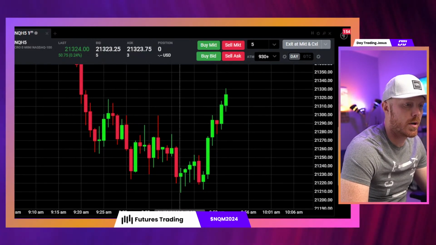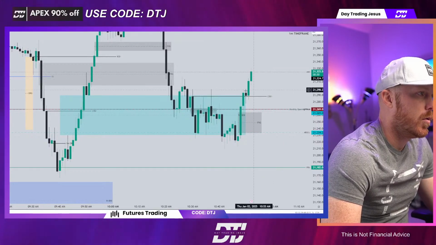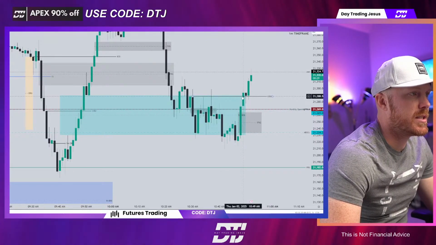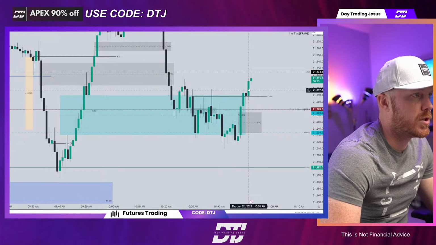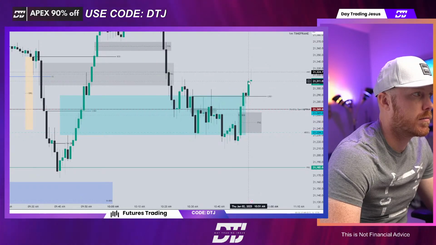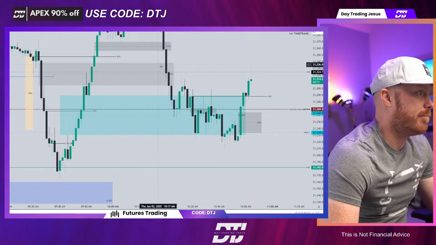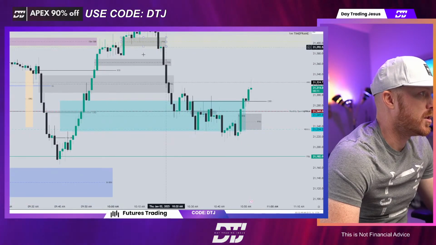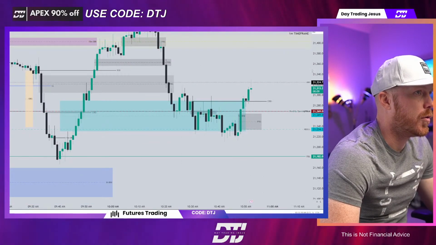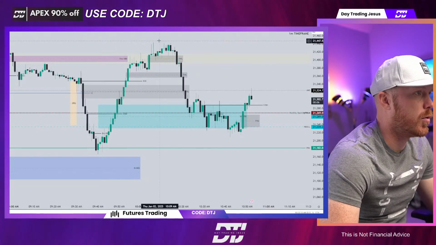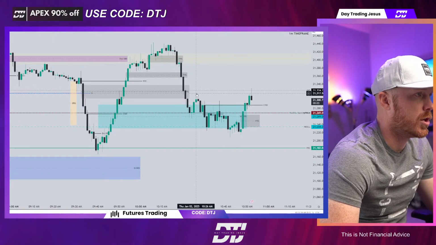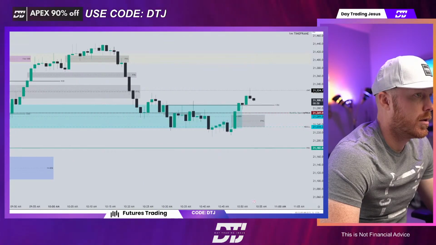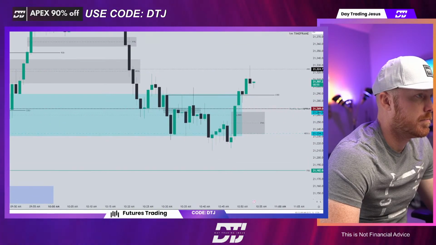So why did that work? We had a 5-minute change in state of delivery. We didn't get displacement, but once we got displacement, we can go long. Now, what can we go long to? It could be a 5-minute fair value gap. It could be this breaker right here. It could be the other side for liquidity. We did also grab these highs right here, which could have been the target as well.